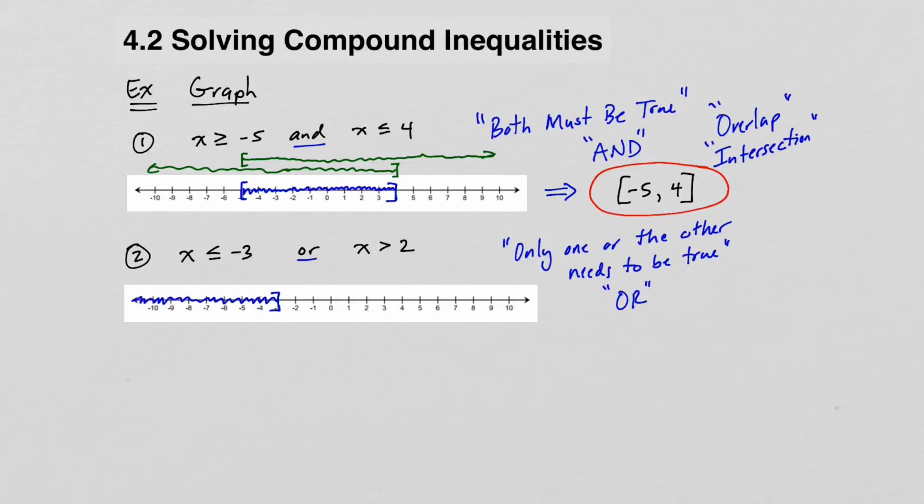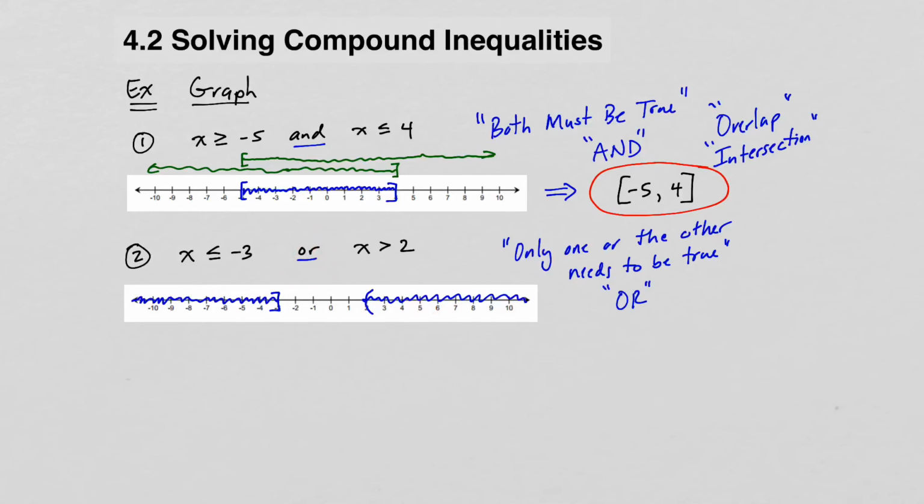Or x is greater than 2. X is greater than 2 would be all of these numbers. Now, there is no overlap, but that's okay. Both of these sets of numbers are part of the solution because we have the word or.